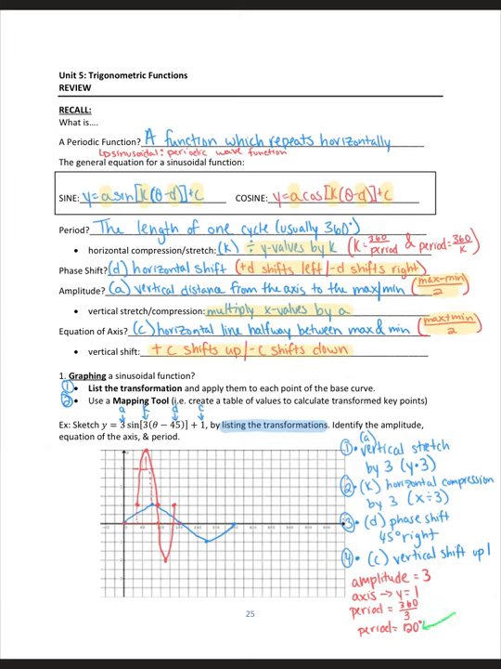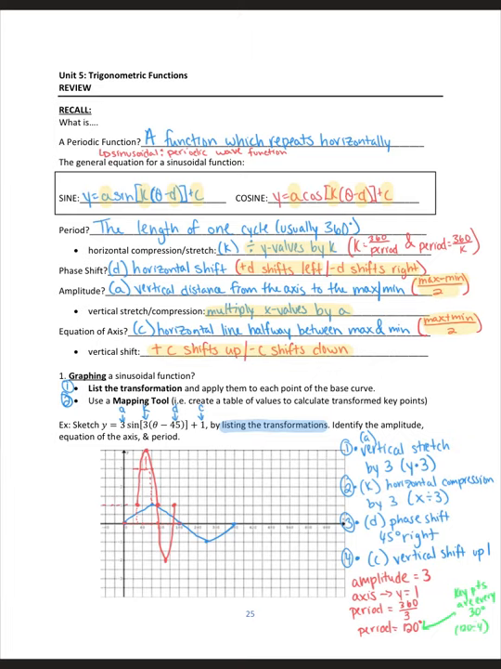So our key points are every... And remember, we're going to do 120 divided by 4, which is going to equal 30 degrees. So when we're plotting our key points on here, we should have a key point every 30 degrees. So knowing that, we could extend this function, right?